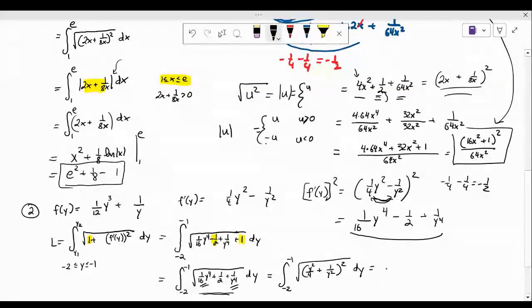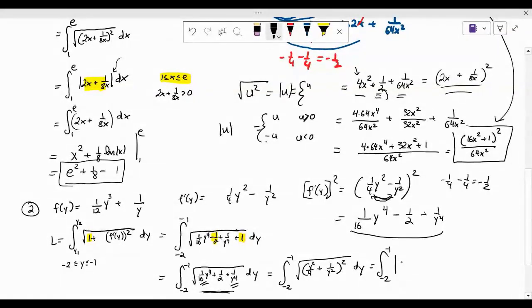Right? And so we get square root of something becomes the absolute value of that thing. And can we drop the absolute value bars here? Sure. What the thing inside is positive. And how do we know it's positive? Even though the y values we're integrating over are negative, because we have y squared everywhere, right? That's never negative. All right.